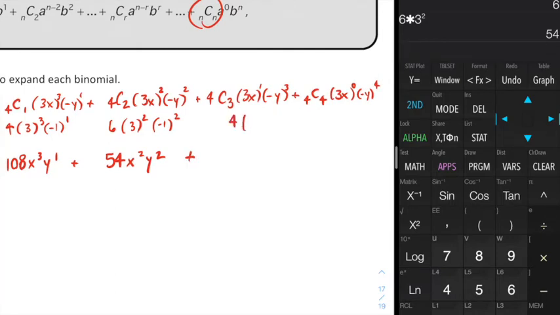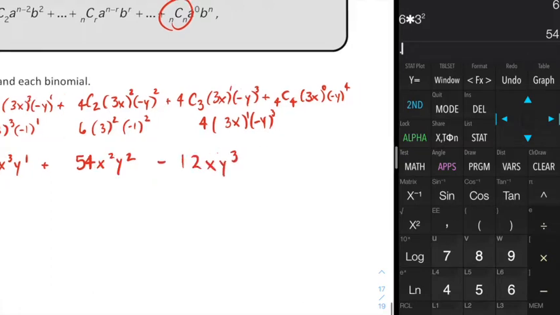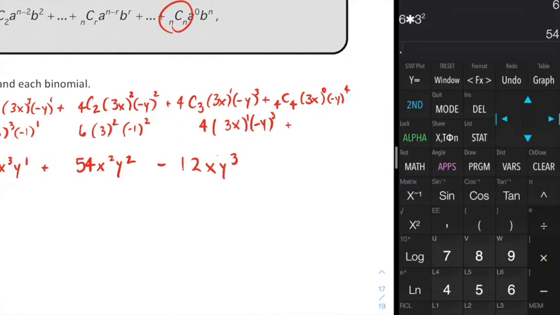The next thing will be 4, 3x to the first, negative y cubed, and that will come out to negative 12x y cubed. And then the final one will be 1 again, anything raised to 0, and then negative y to the fourth. So that'll be a positive y to the fourth.